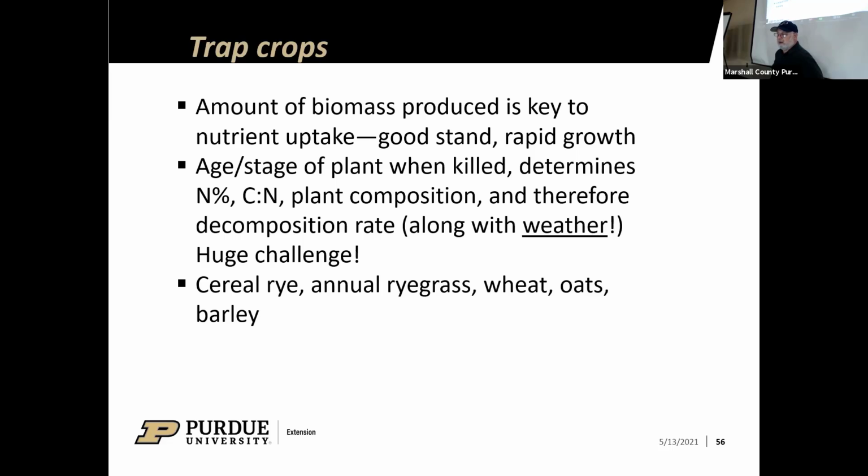Again, my caution with annual ryegrass is that termination aspect of that one. It tends to be a fairly aggressive plant. That's why we use it sometimes as a forage crop for livestock, because it gives a good return on how aggressively it grows.